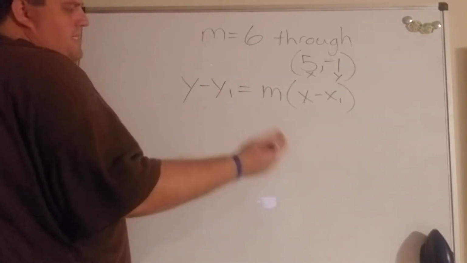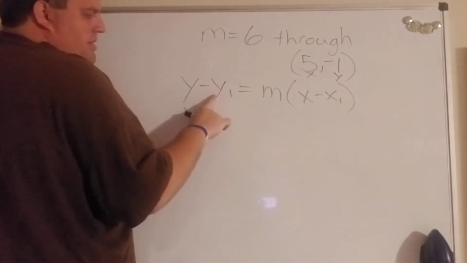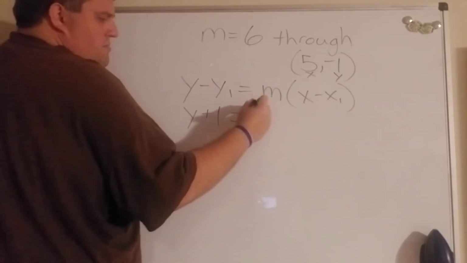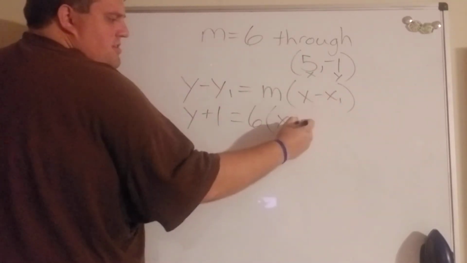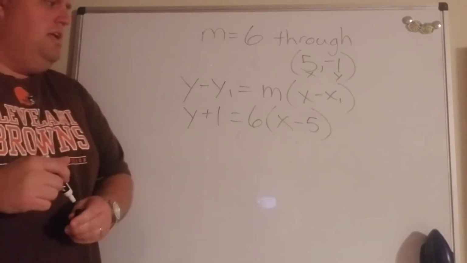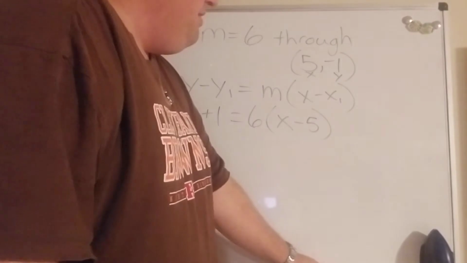They're always going to be opposite signs when you plug them in. So y, it's already negative 1. So minus negative 1 is going to be plus positive 1. Your slope's 6, x, and this is 5, so it's going to be minus 5. Just like that. I don't think that's too bad. You're just plugging in from the formula.